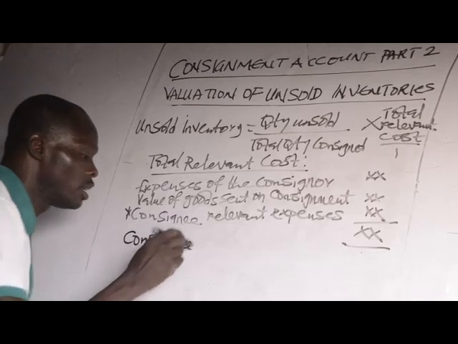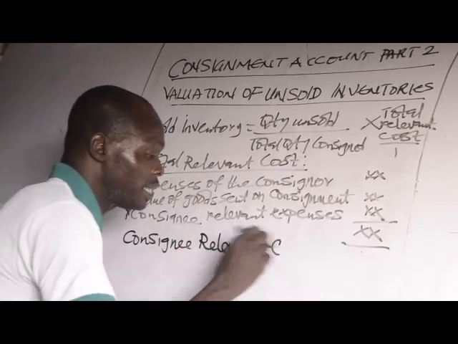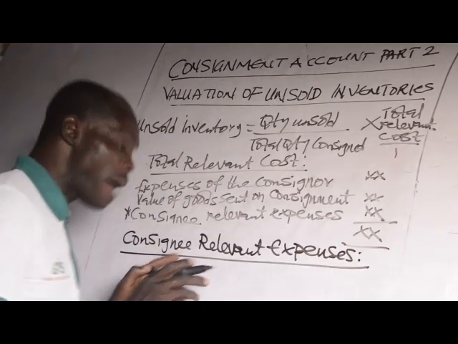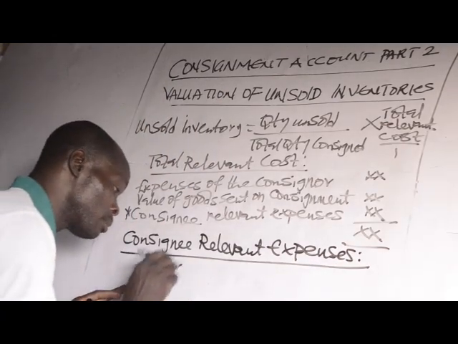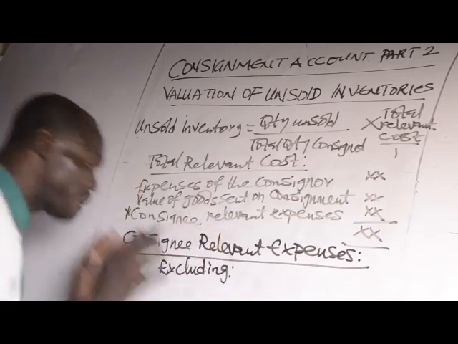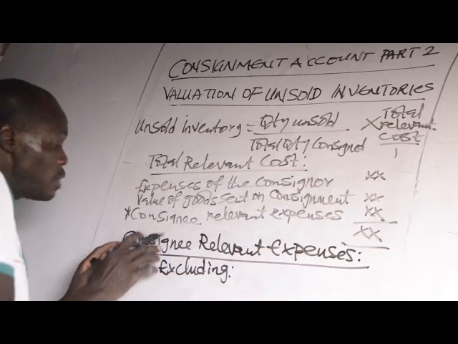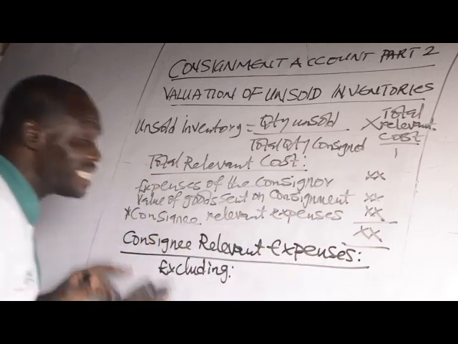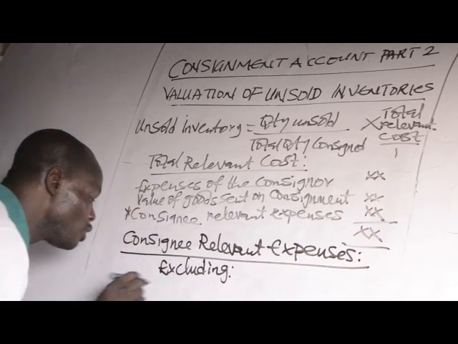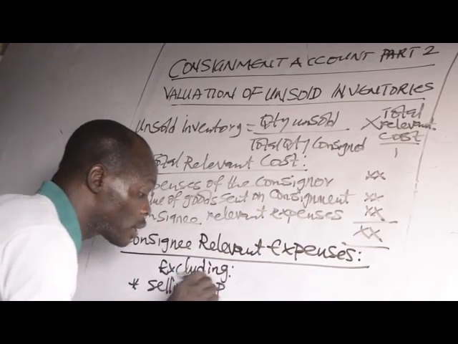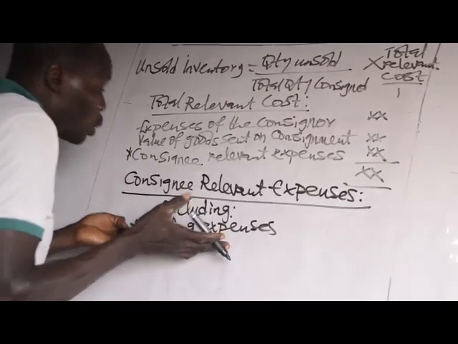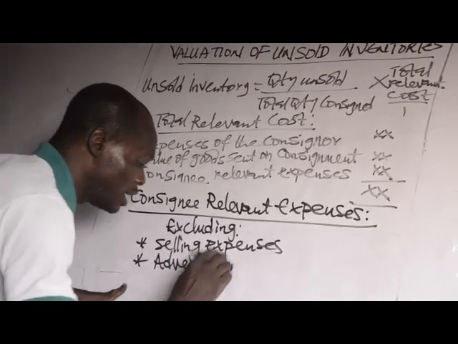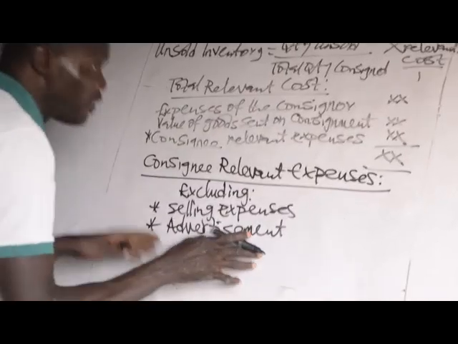So now that is consignee relevant cost. Consignee relevant expenses are all the expenses incurred by the consignee, excluding the following expenses, which should not be considered when you want to ascertain the expenses incurred by the consignee. Number one, we have the selling expenses. Selling expenses should not be considered because the selling expenses relate to the items sold, not the items in inventory. Advertisement relates to sales, not to the items in stock. Therefore, it should be excluded.